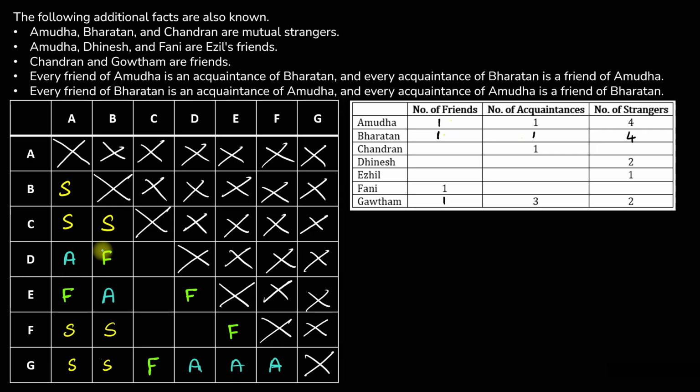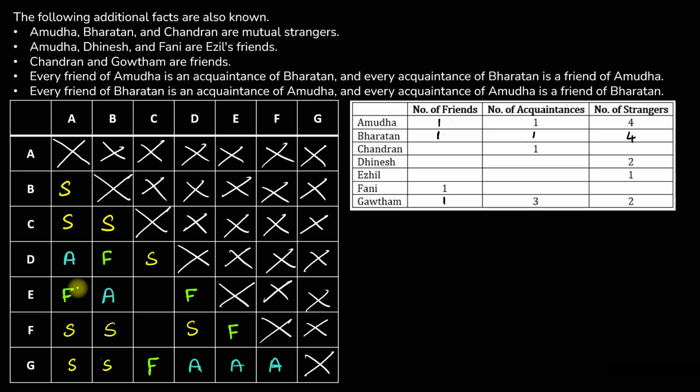Next, let's look at D. For D, it's given that there are two strangers. So for D, we have one acquaintances and D is basically these lines. So we have 1 plus 1, 2 acquaintances and 2 friends. So the only two positions left for D are these two, and these two definitely must be strangers, right? So this is stranger, this is stranger. So we are done with D.